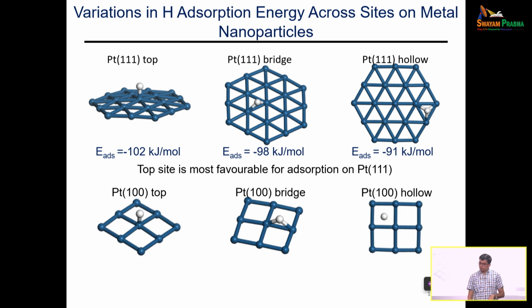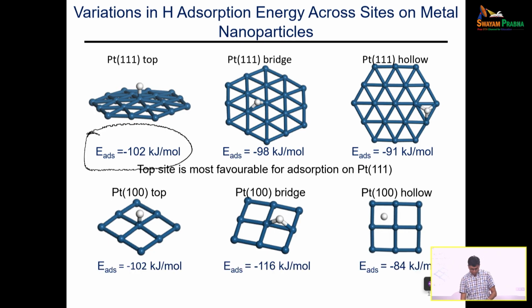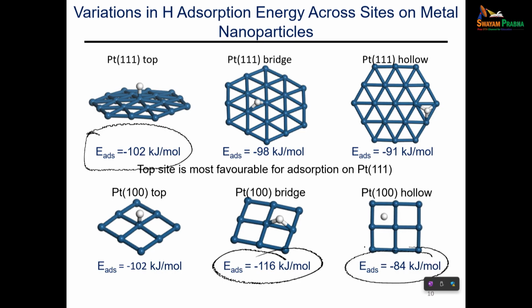Based on this, what we are able to say is that the most favorable site for adsorption of hydrogen on platinum is the top site, because this is the most negative. Doesn't mean the others don't happen, but if I am to say which is the probability by the energies, I am likely to say the probability of the site being the top site is the highest. Now if you look at the other kind of arrangement that we had, the numbers are slightly different. For the top site, that's pretty much the same. The bridge changes quite a bit. The hollow site becomes even less favorable.